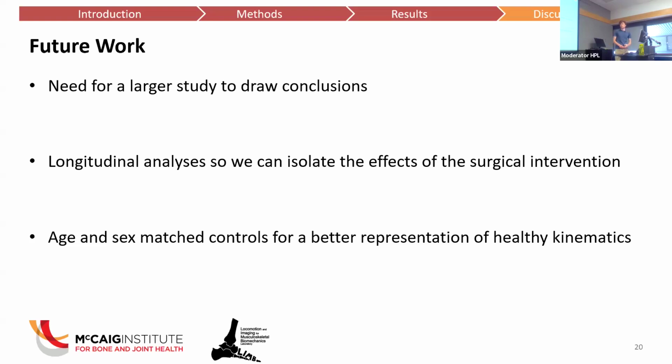Then lastly, we would like to also age and sex match some controls for a better representation of healthy kinematics. So it depends what we consider healthy, but we can have a younger, more active population, around 20 years old, consider healthy, or we can age match an older population, because a lot of OA people are older, around 60 to 65 years old. And then we can compare those kinematics as healthy at that old age. So we can look at both sides of those ages.